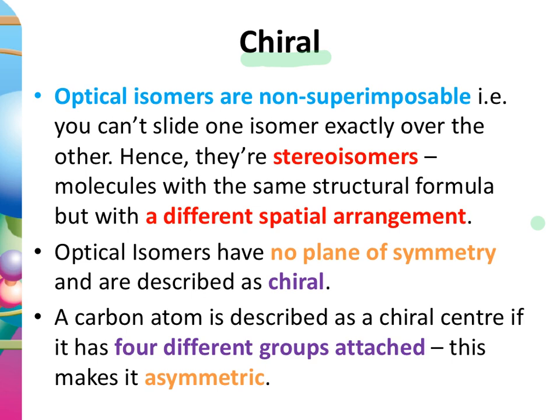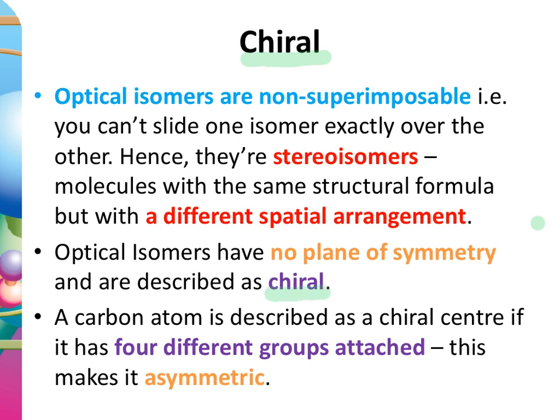So you could wear a right-handed glove on your right hand, but you couldn't wear a right-handed glove on your left hand. And if you put your hands on top of each other, they're non-superimposable. They are mirror images of each other, okay? So this is what we mean here by this type of stereoisomerism. What that also means is that they have no plane of symmetry. So your hands do not have a plane of symmetry. And we describe a molecule that does not have a plane of symmetry as being chiral, okay?